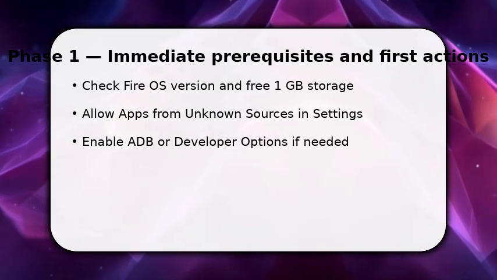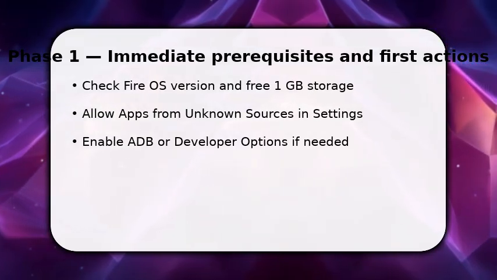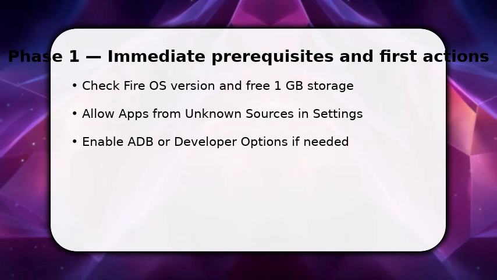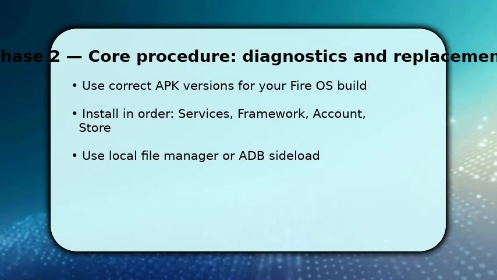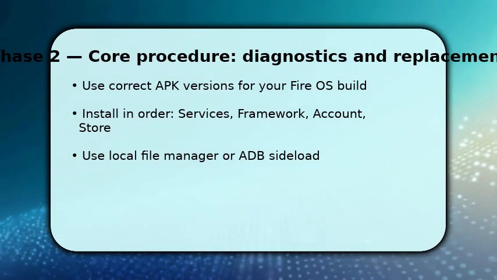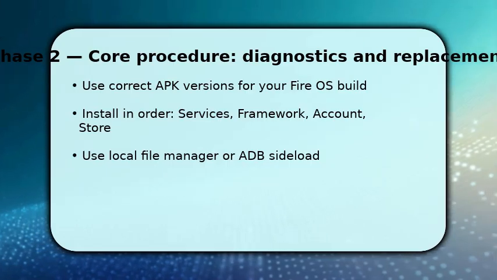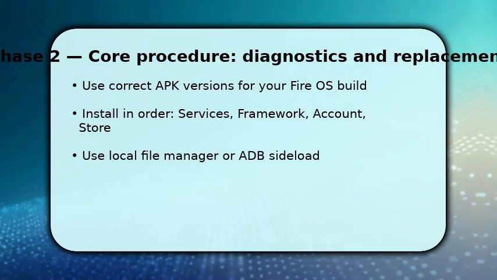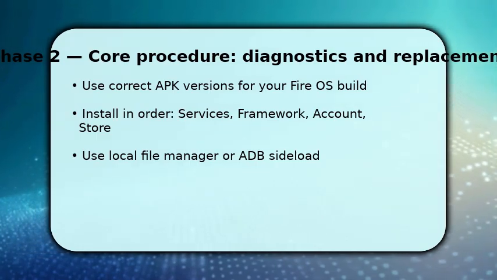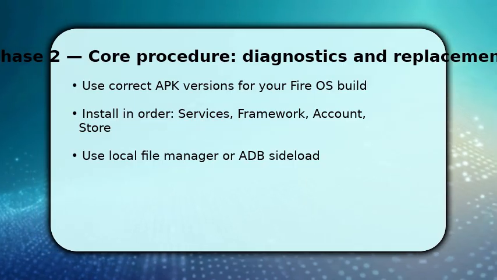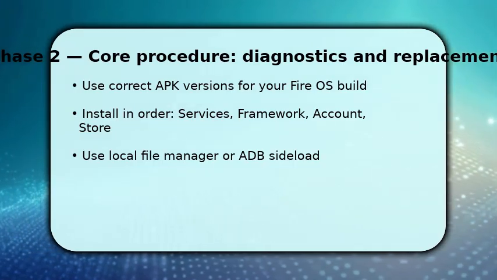Make sure Wi-Fi is stable and the tablet battery is over 40% before you install system apps. Next, download the 4 required APKs matching your Fire OS build: Google Services Framework, Google Account Manager, Google Play Services, and Google Play Store. Install them in that exact order because dependencies must register first, otherwise Play Store will crash.